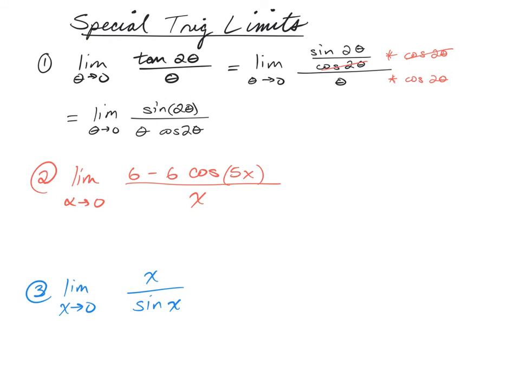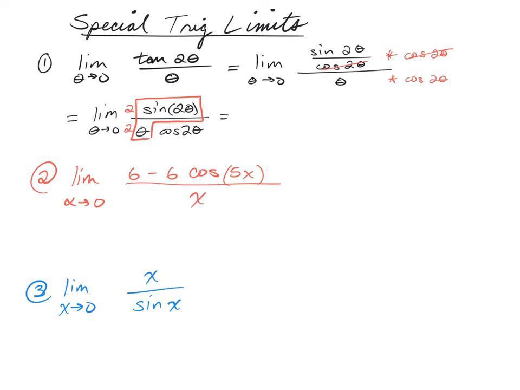And with this limit, it looks like there's almost a special trig limit happening here with the sine 2 theta over theta. We're just missing the 2 theta in the denominator. So in order to achieve that, we can divide the whole function by 2 and multiply the whole function by 2. And that allows us to have the following limit.